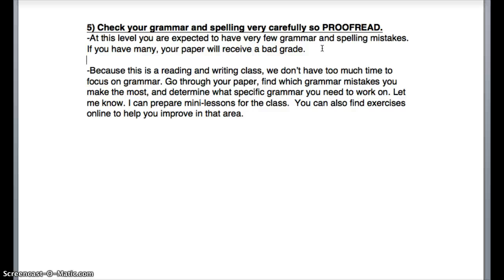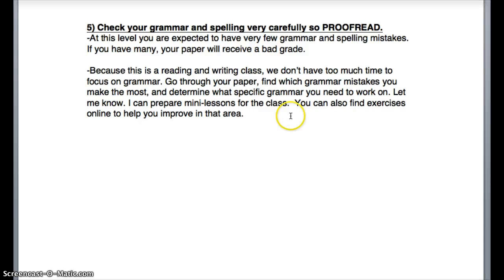And everything you turn in to me is a final draft. So if you have many mistakes, your paper is going to receive a bad grade, okay? And it makes the teacher or the reader feel that you didn't really put a lot of time into it, okay?